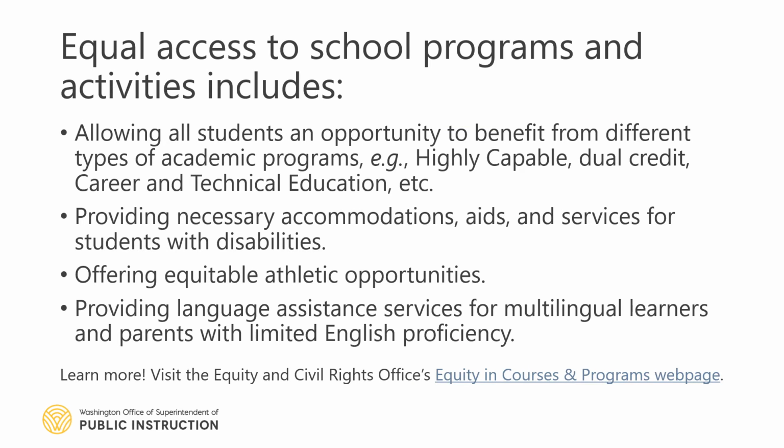To ensure that all students have equal access to any of our school programs or activities, we must take steps such as allowing all students an opportunity to benefit from different types of academic programs, such as highly capable, dual credit, and career and technical education, providing necessary accommodations, aids, and services for students with disabilities, evaluating our interscholastic athletics program to make sure we are offering equitable athletic opportunities to girls and boys, and providing language assistance services for multilingual learners and parents with limited English proficiency. These are just a few examples.